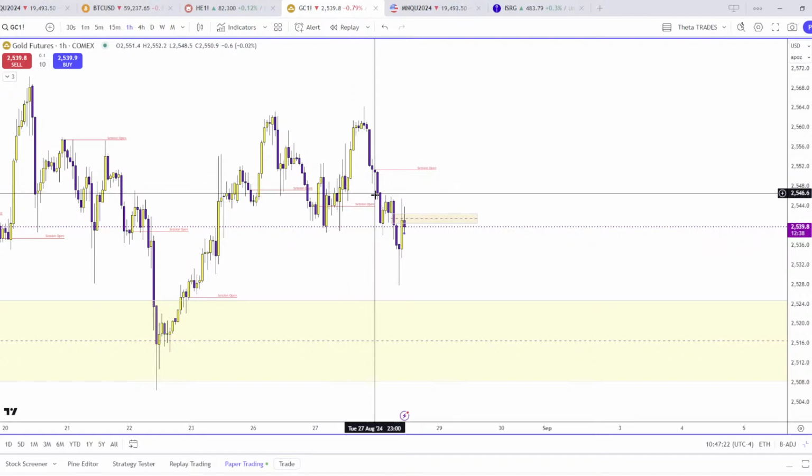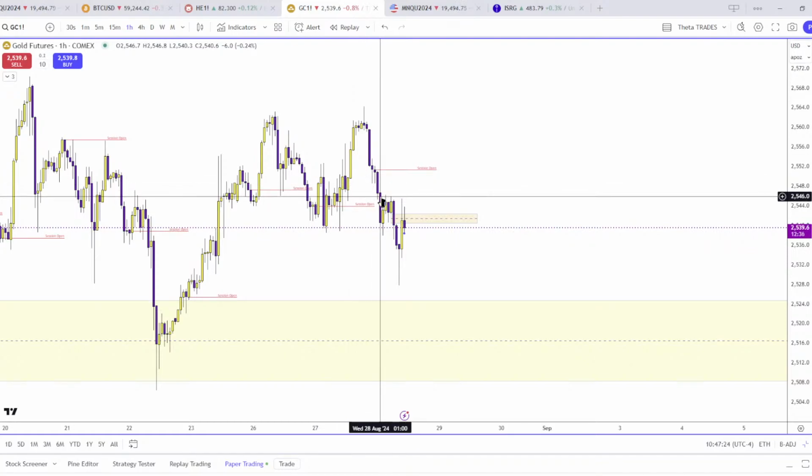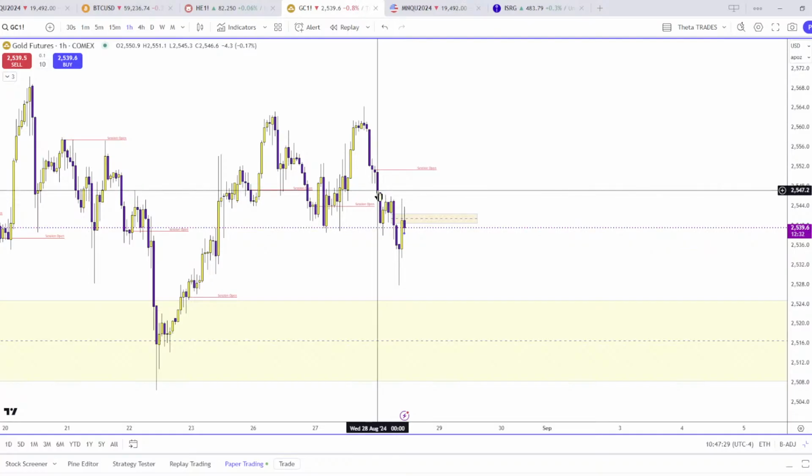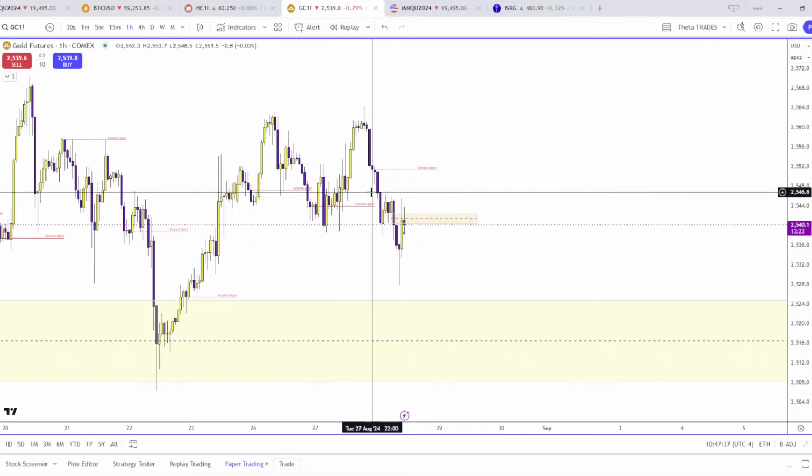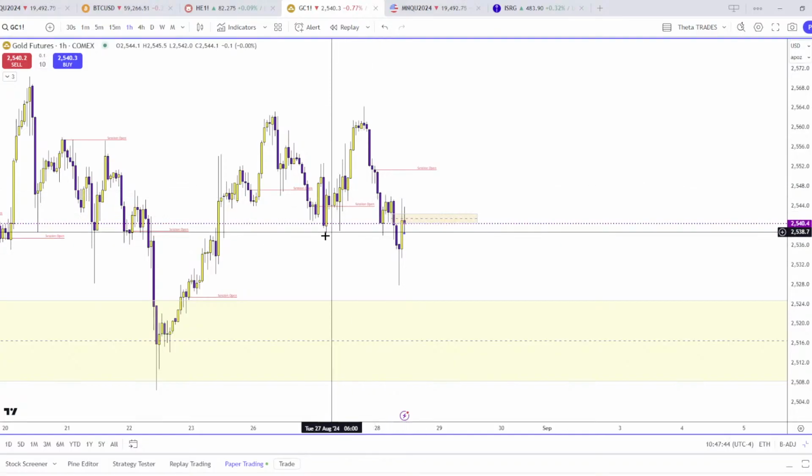5,468. High on that candle, 5,468. The close on this candle, 5,466. See, actually, this traded below that level. Then it came back into it, tapped it right there. Literally tapped it and then left for these guys here.